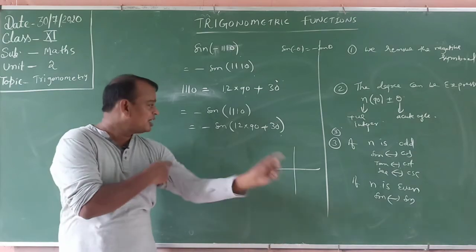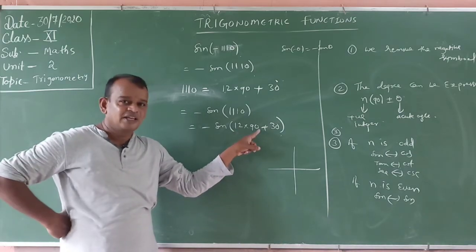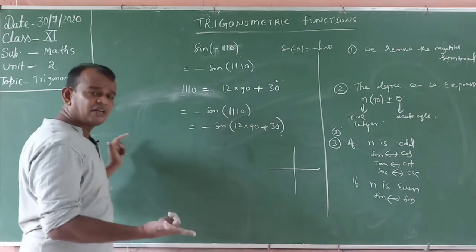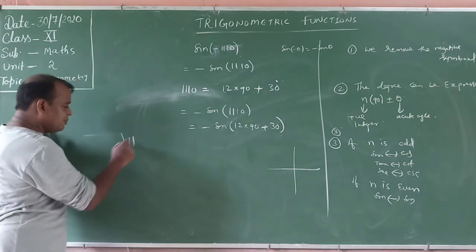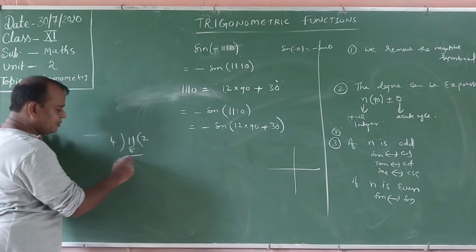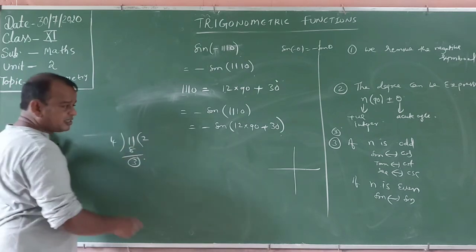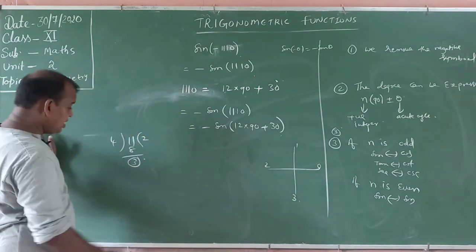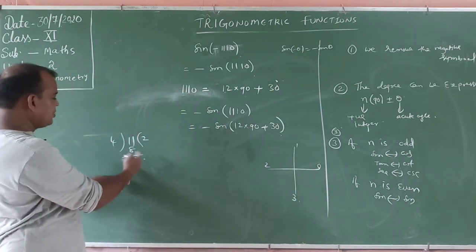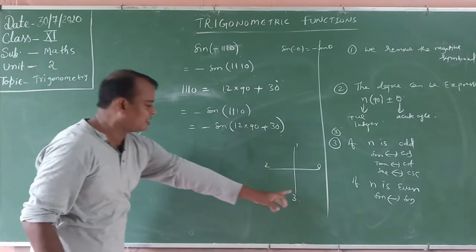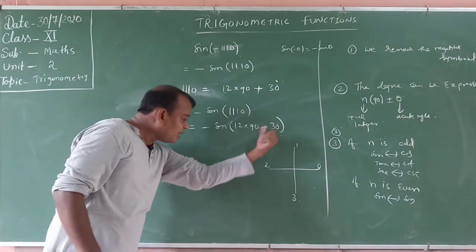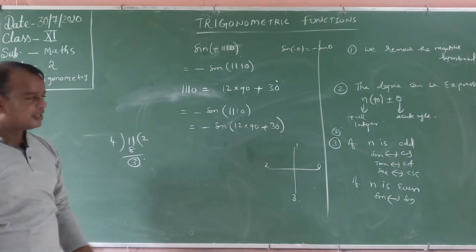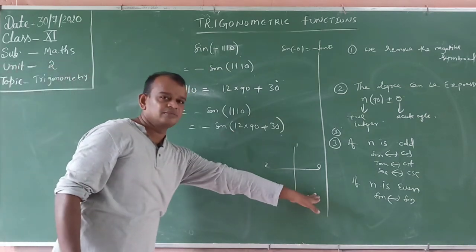Suppose 11 nineties are there. 11 is divided by 4: 4 twos are 8, remainder is 3. Suppose this is 0, this is 1, this is 2, 3. Remainder 3 with plus 30 means the fourth coordinate, and with minus it means the third coordinate. Understood?